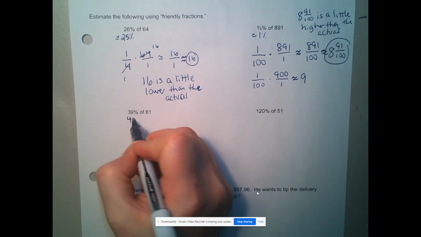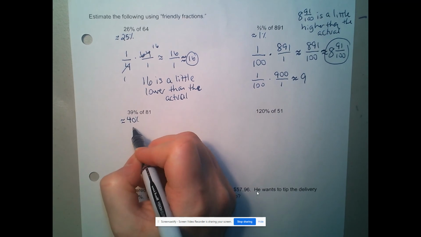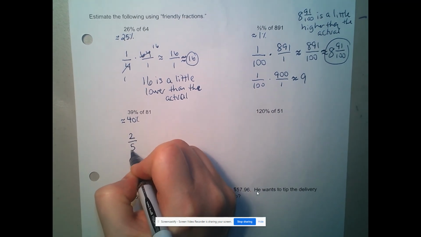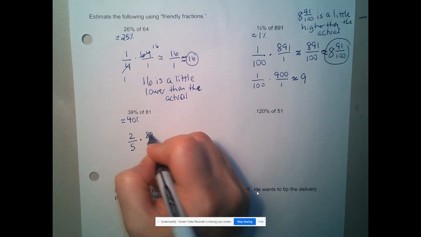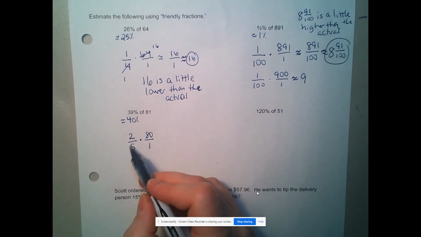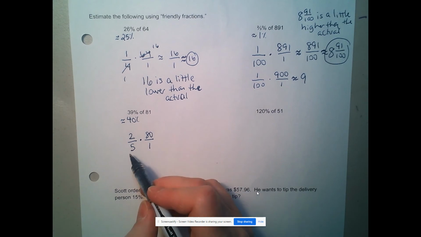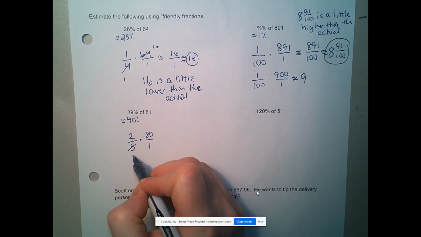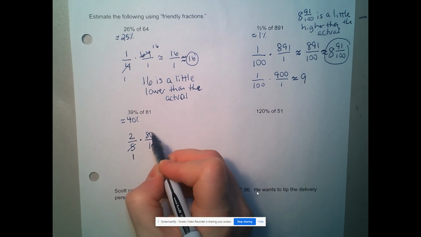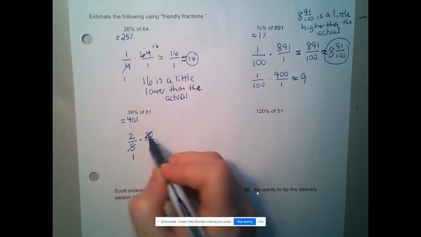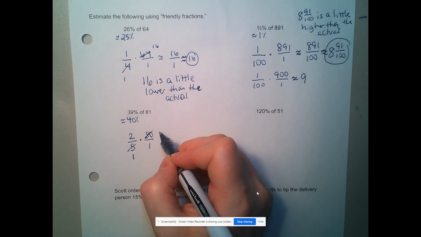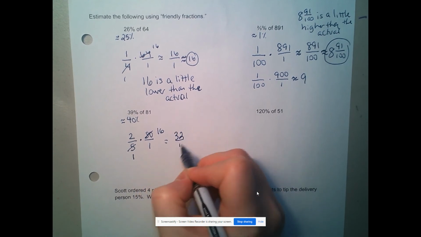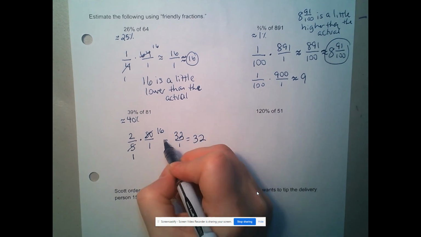39%, really close to 40%. So I'm going to go with 4/10 or 2/5. And instead of 81, I'm going to go with 80 because I noticed my denominator here was a 5, and I knew that was going to simplify really nice with the 80. So 5 divided by 5 is 1. And 80 divided by 5 is going to be 16. So 2 times 16 is going to be 32 over 1, or 32.